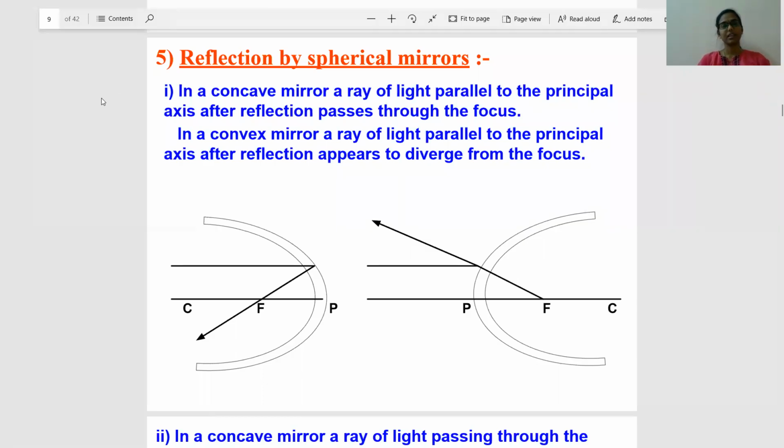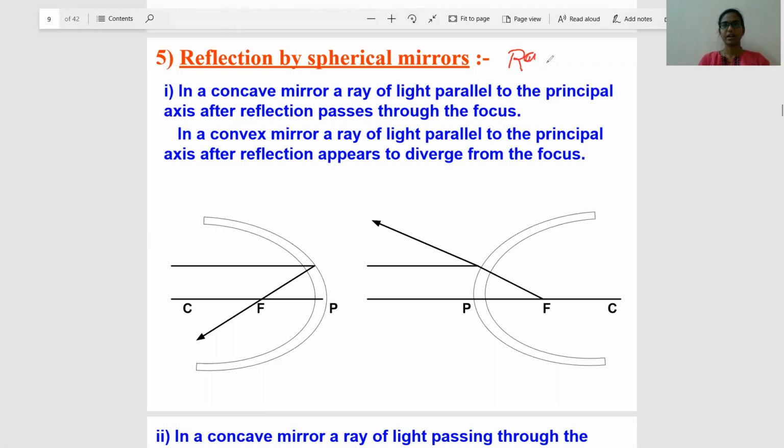Hello everyone. In the last few videos, we tried to understand some of the topics related to spherical mirrors. Some of the terms related to spherical mirrors we discussed already. In this class, we'll try to understand how to draw ray diagrams. It's very important in optics.